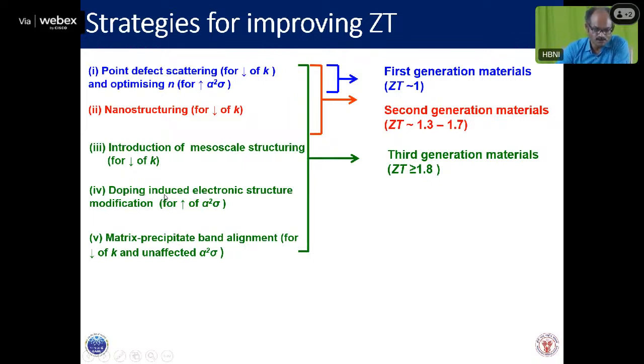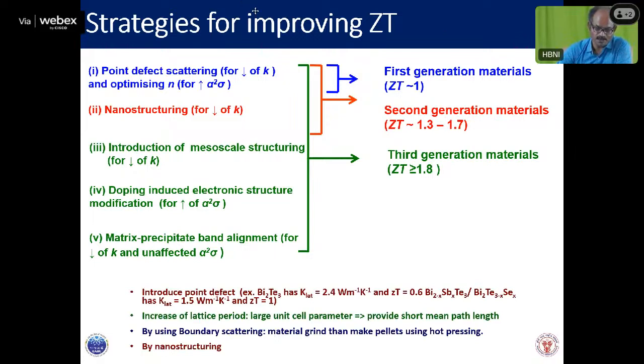And also the doping-induced electronic structure modification. With this modification you create additional levels, and it enhances the sigma, and then obviously alpha square sigma also. And then matrix precipitate band alignment, and this also reduces the thermal conductivity. By doing this, the alpha square sigma, or the electrical conductivity, remains constant.